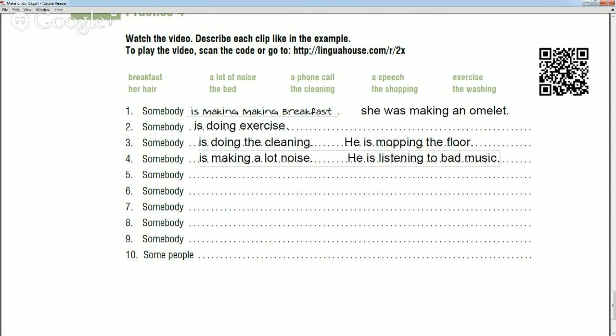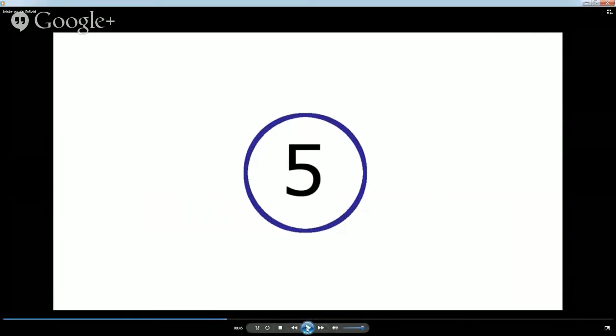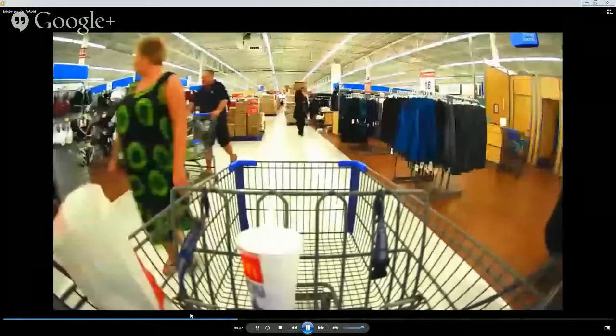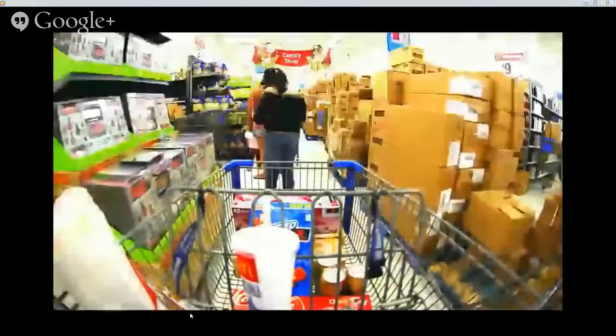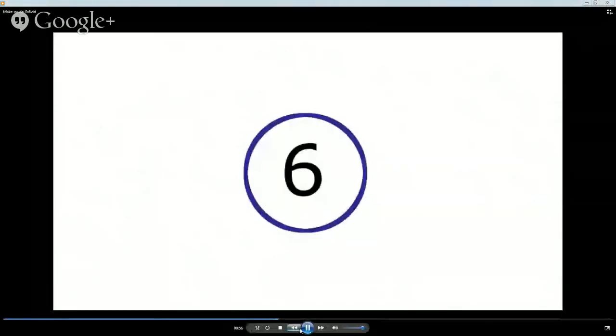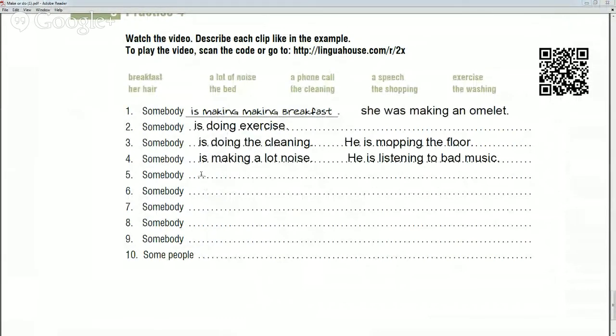Okay, number 5. All right, okay, that's called speed shopping. So what, okay, what is that person doing? Somebody is doing the shopping. Somebody is doing the shopping. Yes. Okay. All right, and then the next one.